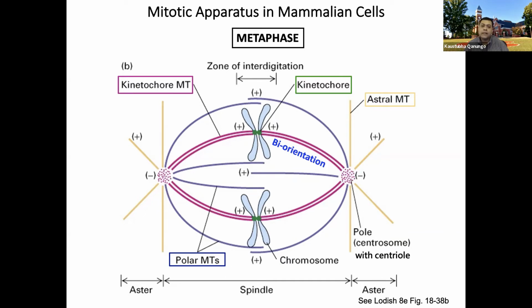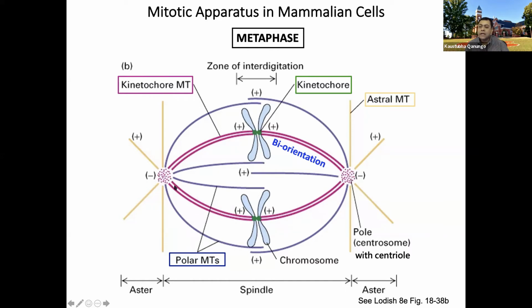But other than that, they do not have different kinds of structures. They are all the same, just functionally different. So the next one is these dark blue or purple-shaped structures. These are known as the polar microtubules.